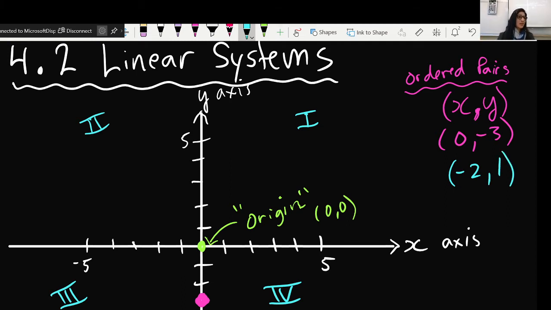Which quadrant is that one going to be in? You can just call it out if you want. Quadrant 2. Everybody good with that? So from the origin, give me directions. Where do I go? Left or right?